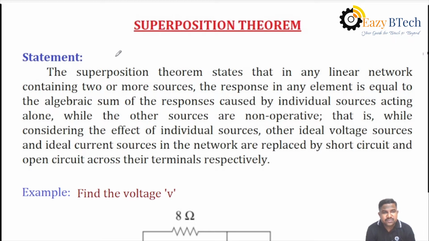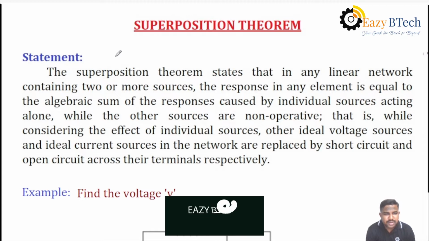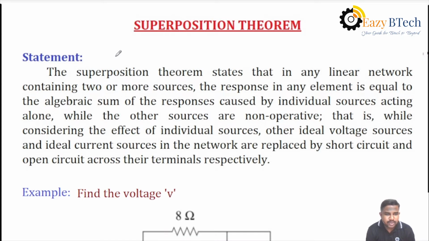That is, if the other source is a voltage source, the voltage source can be eliminated by short circuit. If the other source is a current source, then the current source can be eliminated by open circuit. That means you have to find the response by considering only a single source at a time. Then the other sources are eliminated.